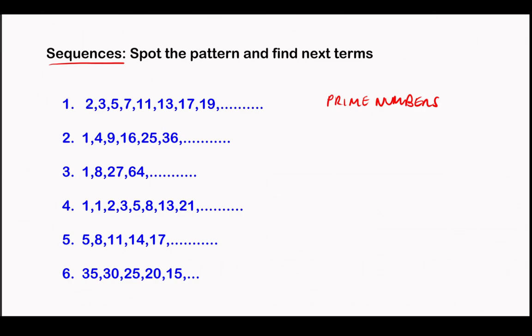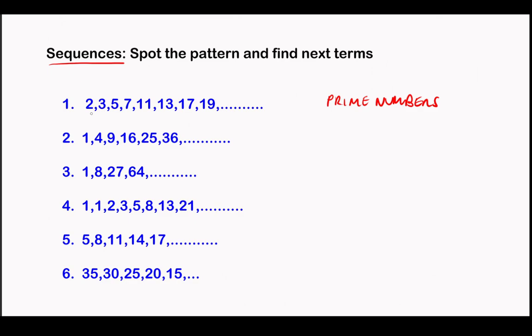Whereas 2 has two factors, 1 and 2. The number 4, for example, has three factors, 1, 2 and 4, so it's not a prime number. So basically anything whose only factors are 1 and itself. You can't have anything else. So obviously you should recognize these numbers. Now what's the next one?